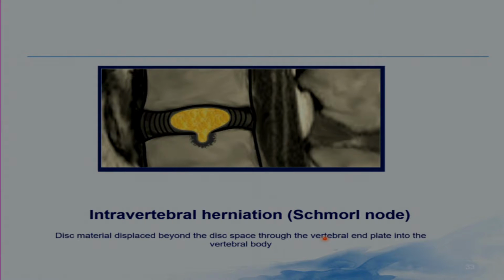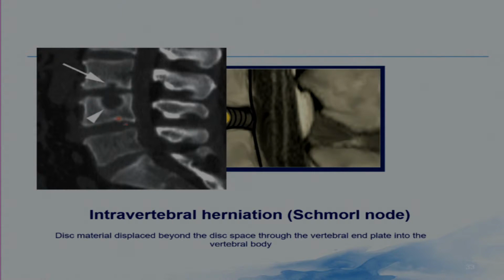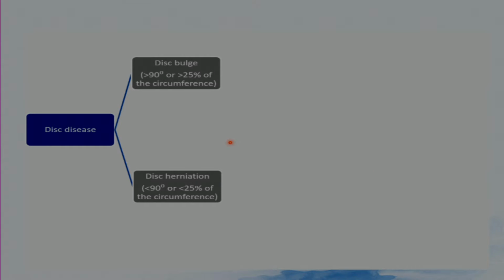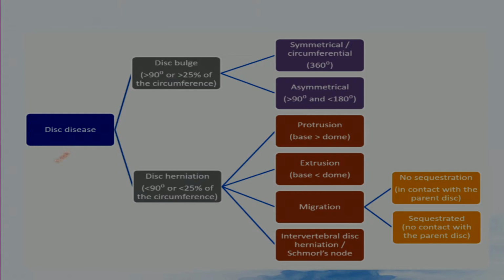Intervertebral disc herniation, or Schmorl's node, is disc material displaced beyond the disc space through the vertebral end plate into the vertebral body. So this CT and this MRI show intervertebral disc herniation. So this is a summary of disc diseases that I have already discussed.